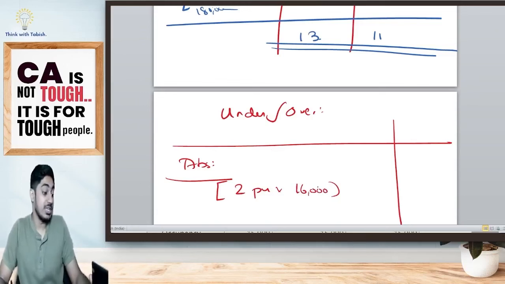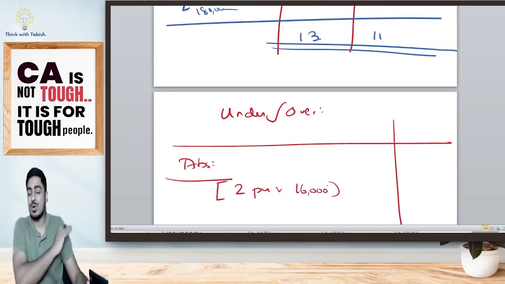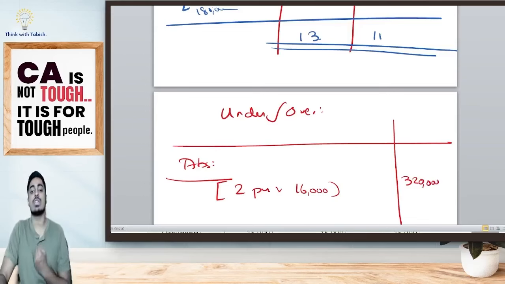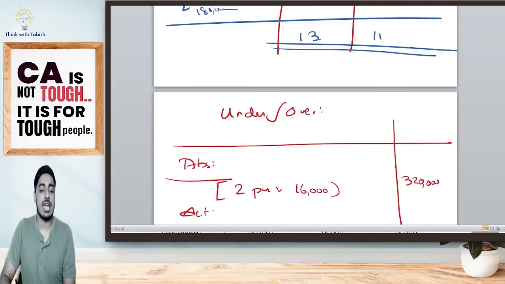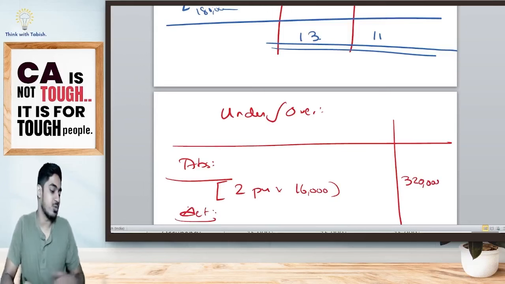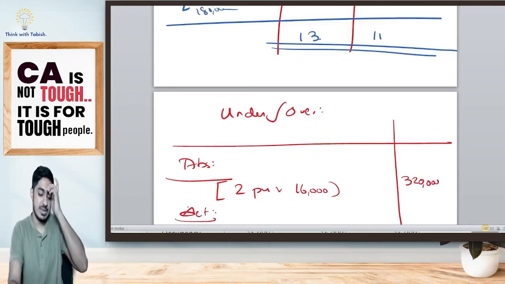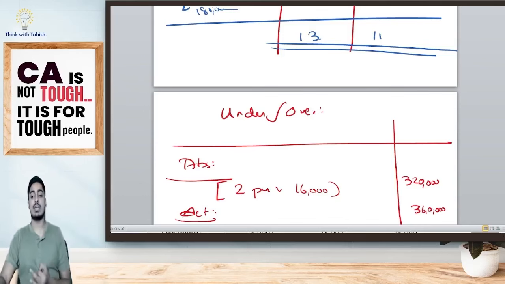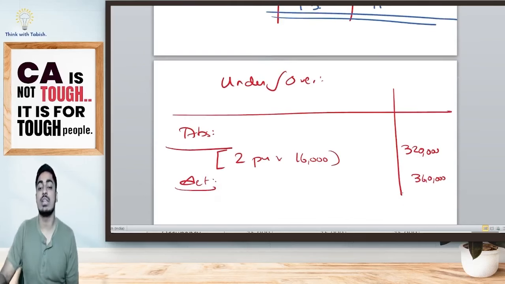Yes, that was for the year, so there is no adjustment of quarter. That was their last question. So how much would I have absorbed? 3,20,000 I would have absorbed. But how much actual overhead cost would I have incurred? The question is not telling me my actual overhead cost, so I'll assume what I had initially budgeted, 3,60,000. That itself is my actual overhead cost. I have absorbed 3,20,000. However, I have to incur 3,60,000.